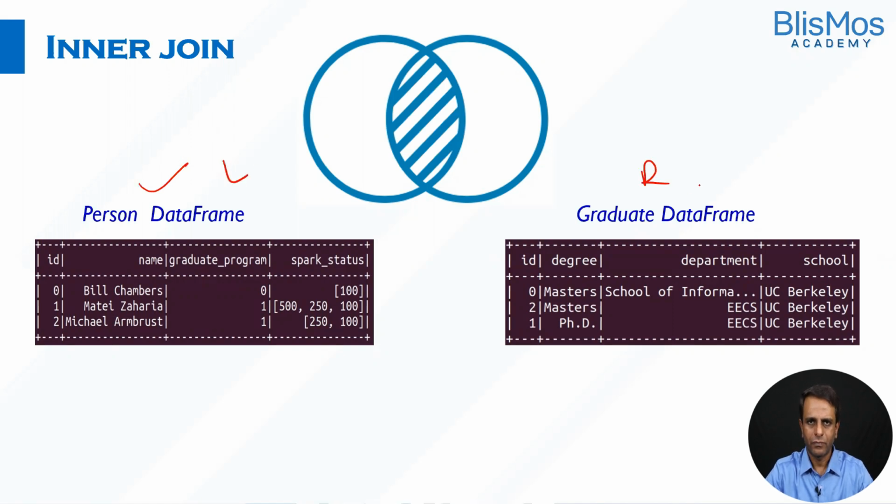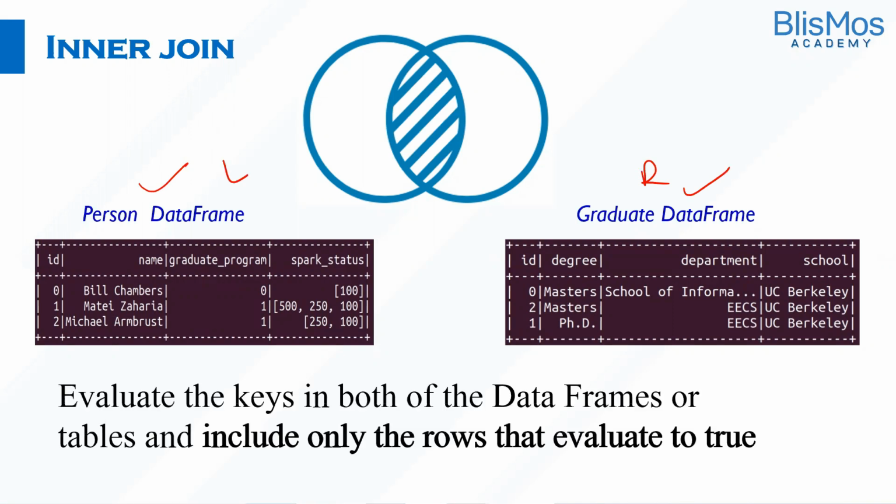Here we are looking at one is the person data frame on the left, on the right we have a graduate data frame. What inner join does is it evaluates the keys in both the data frames, include only the rows that evaluate to true. What is the evaluation going on here? Evaluation with respect to the join expression what we have provided. How do we go about using the inner join?